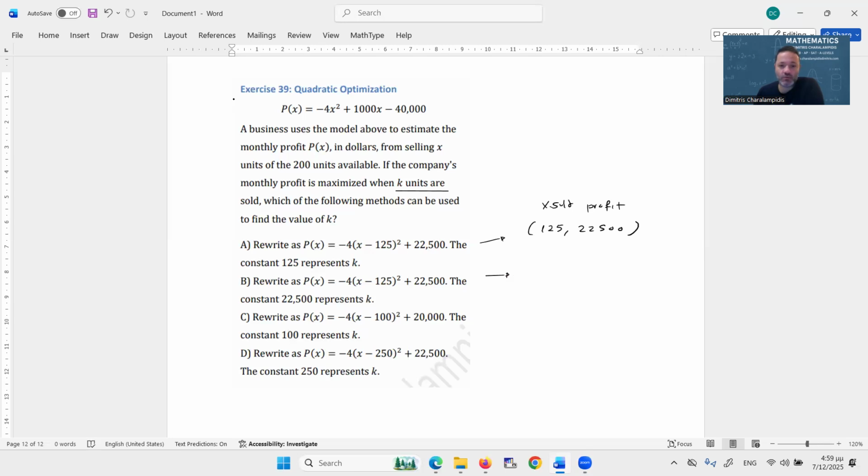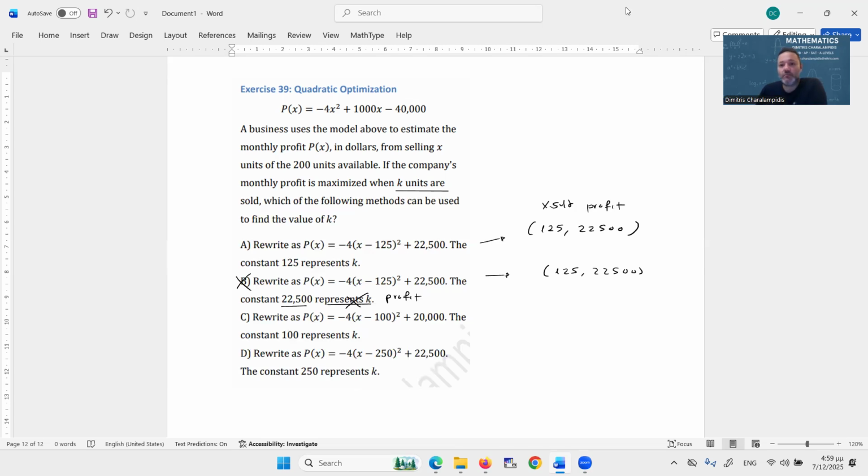Could be, because in the second one, 125, 22,500, this does not represent k. K is the number of units. This would represent here the profit. So that is wrong. Constant 100 represents k. Could it be? We have to see. And 250 represents k. So we are between 125, 100, and 250.